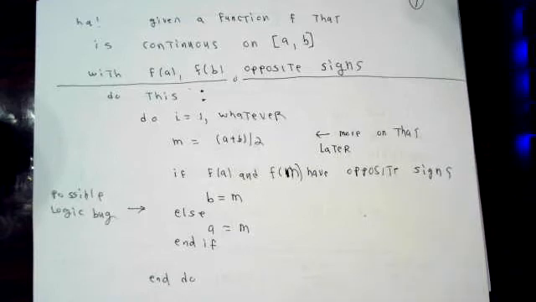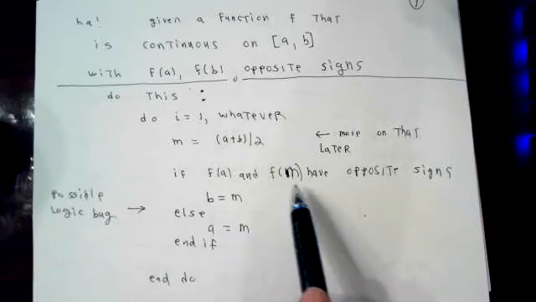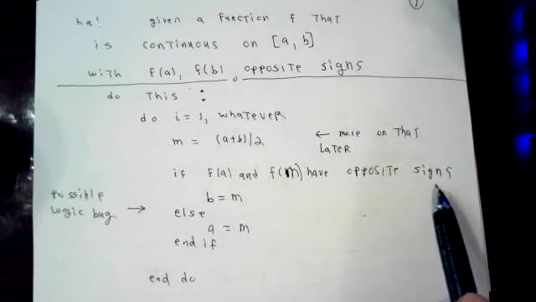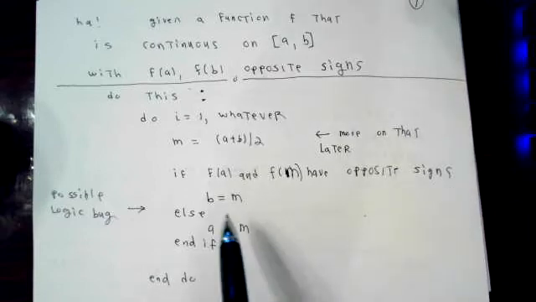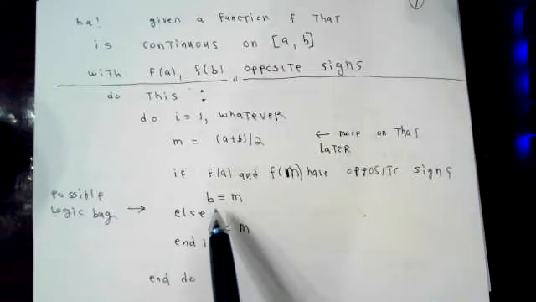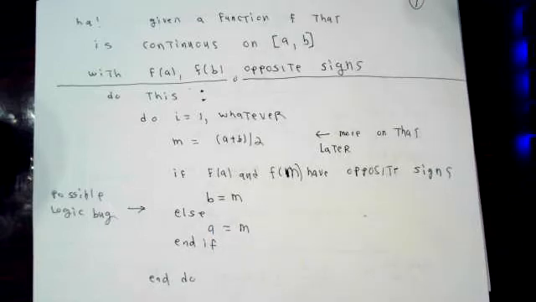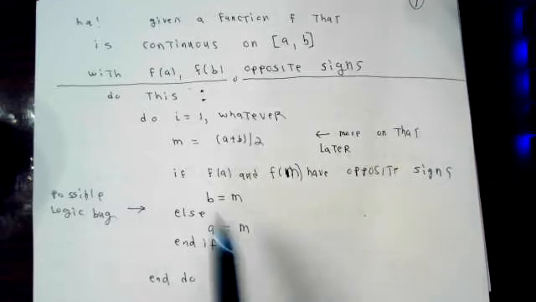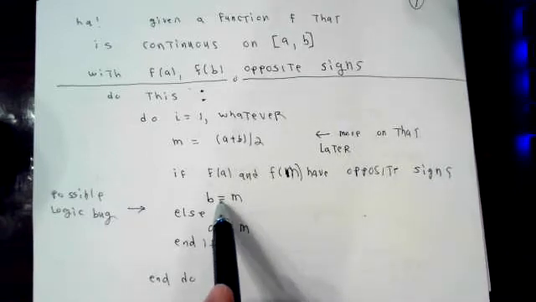Every time we calculate the midpoint, if f of a and f of m have opposite signs, then there's a solution to f of x equals 0 between a and m. I'm going to shrink my interval by lowering the right-hand end of it down to what's currently called the midpoint. Still, assuming for the moment that we haven't actually landed on the solution, if f of a and f of b have opposite signs, this happens.